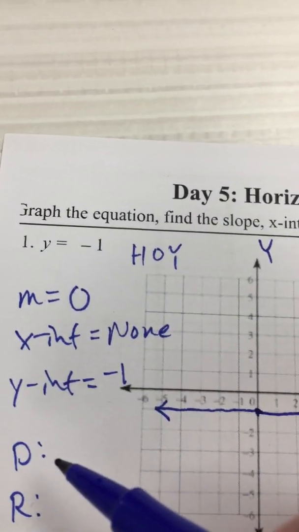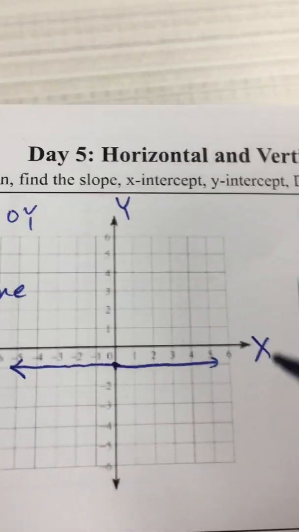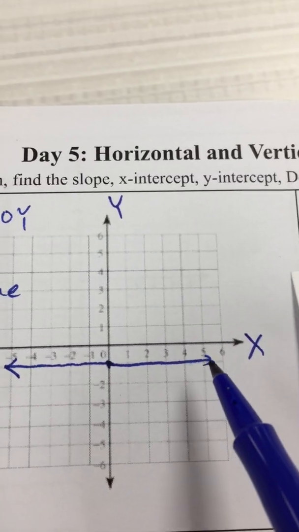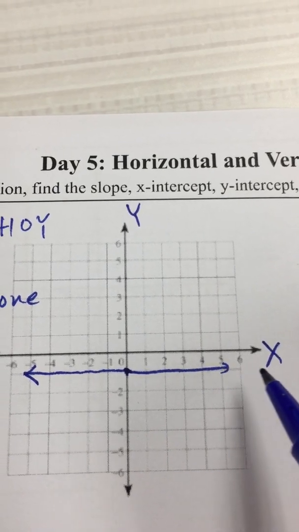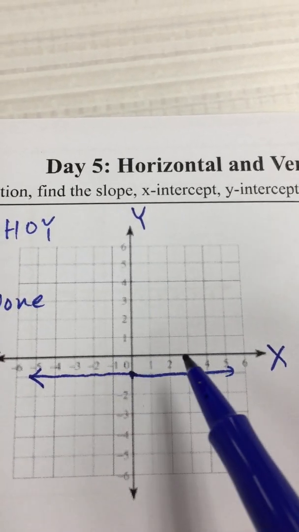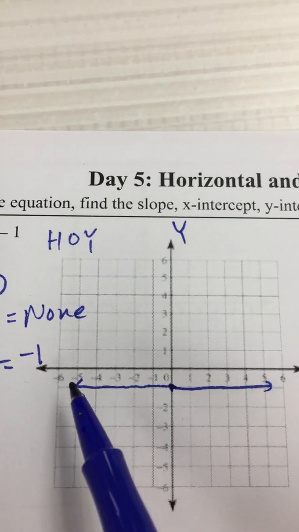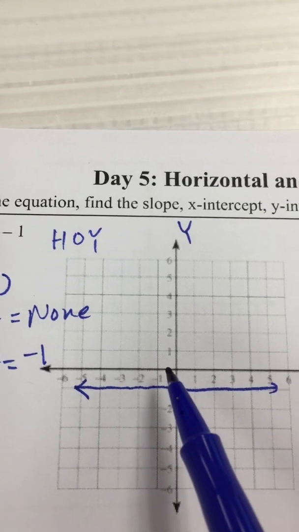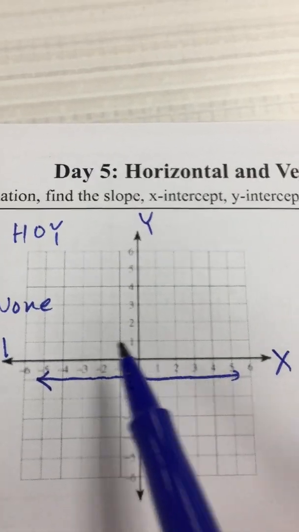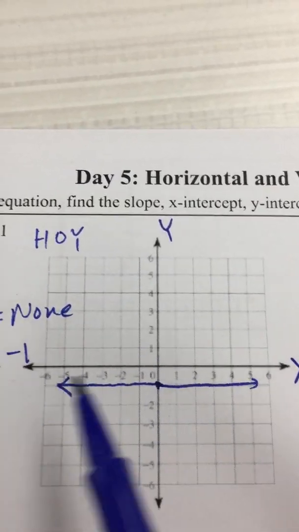My domain, remember domain are the x numbers. I want to know all the x numbers being used in this graph. So if I come in from the right, does it stop here or does it keep going? There's an arrow on it, so it's going to keep going right forever, which means I'm going to use all the x numbers to the right forever. Coming from the left, does it also have an arrow here? Yes, it's going to go left forever. So that means I'm going to use all the x numbers to the right, all of the x numbers to the left, which means it's all real numbers.